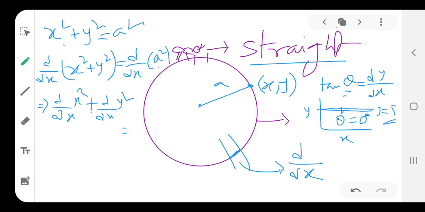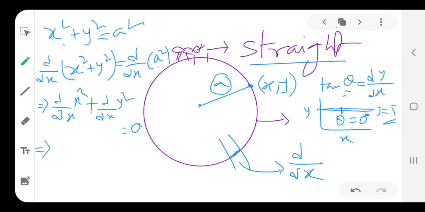So here a is the radius, and the value of a will not change anyway. So this is a constant. So whenever we do differentiation of a constant, we will get a 0. Okay, fine.